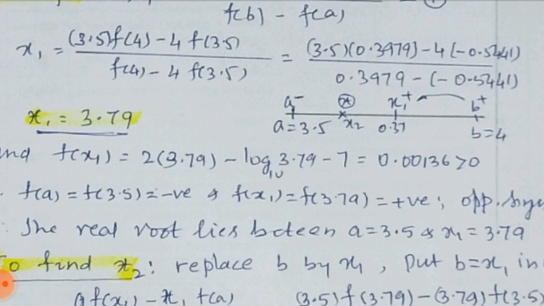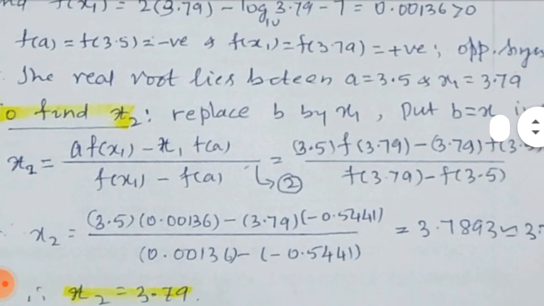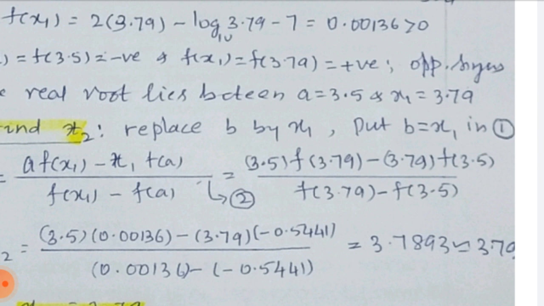So how to find the second approximation? Replace b by x1. That is, put b is equal to x1 in equation 1. So the second approximation, x2, is equal to a into f of x1 minus x1 into f of a divided by f of x1 minus f of a, which is equal to 3.5 into f of 3.79 minus 3.79 into f of 3.5.